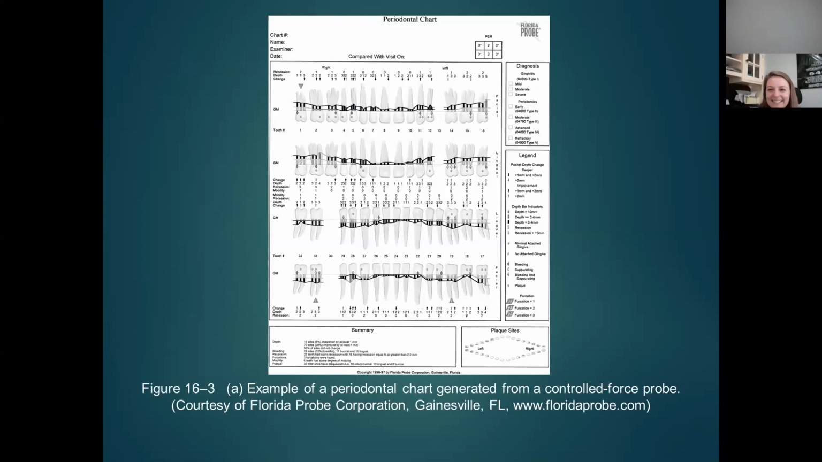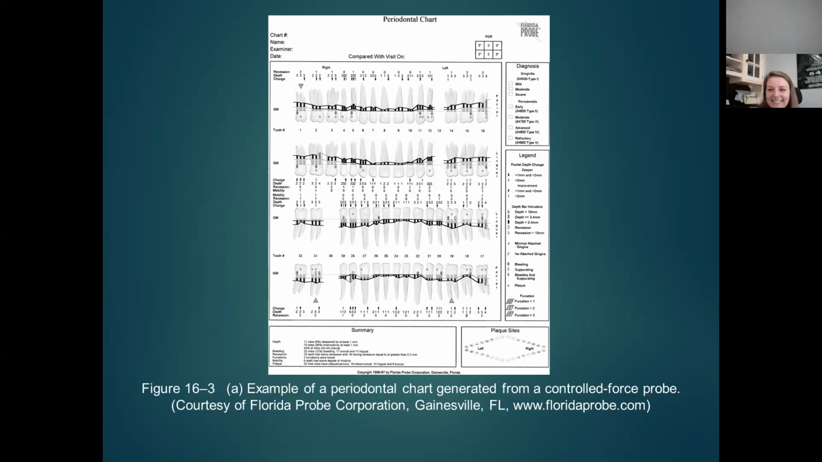This is an example of the Florida probe, which is one of the first ones that came out, and it was a computerized program. You can see that it looks very similar to Dentrix or EagleSoft. Perio charting is perio charting. They also have this little box up here on the upper right for a PSR, periodontal screening and recording.